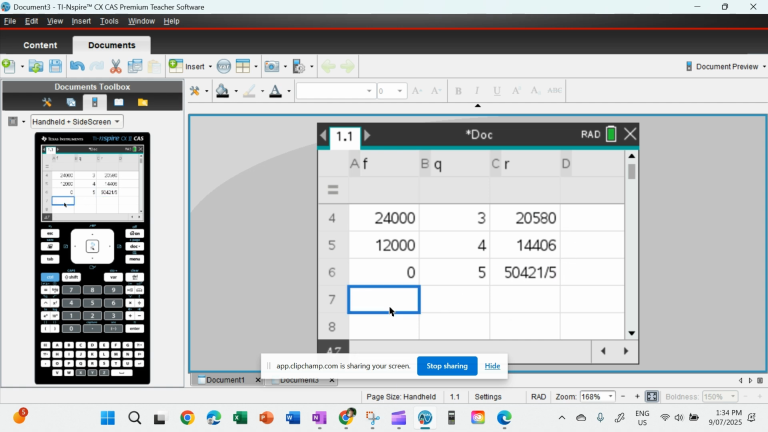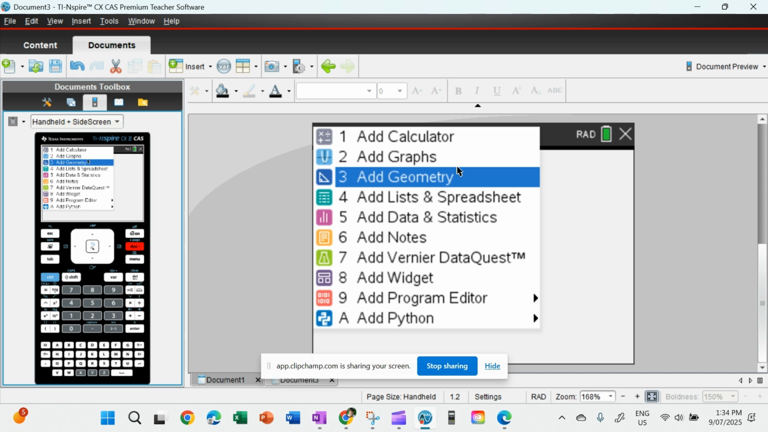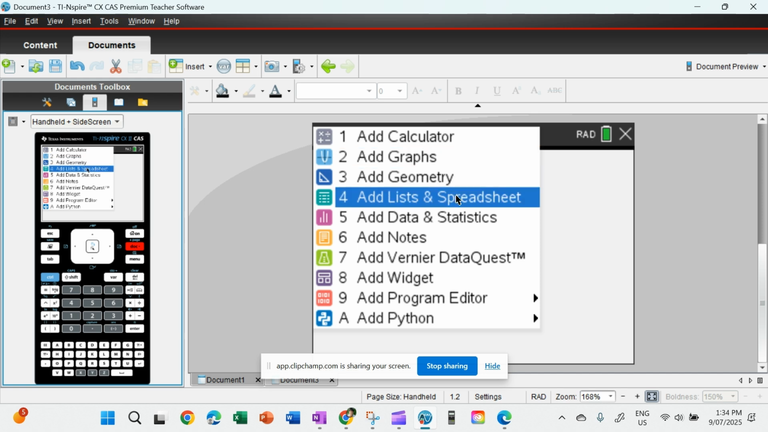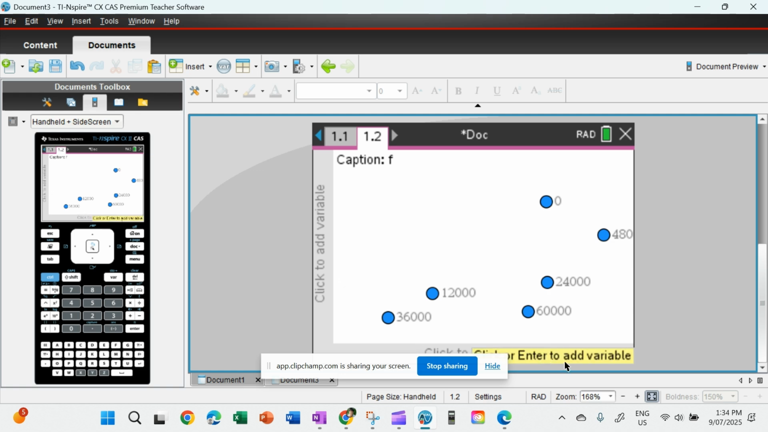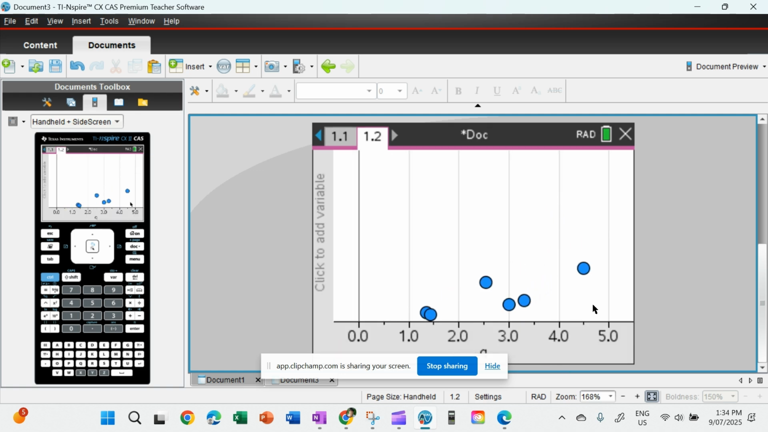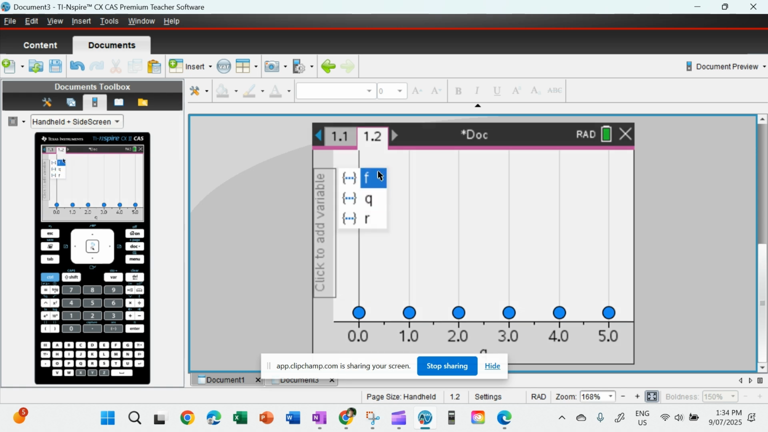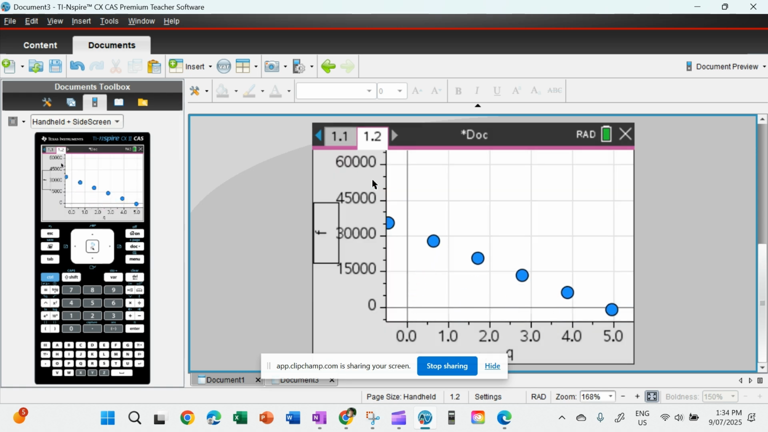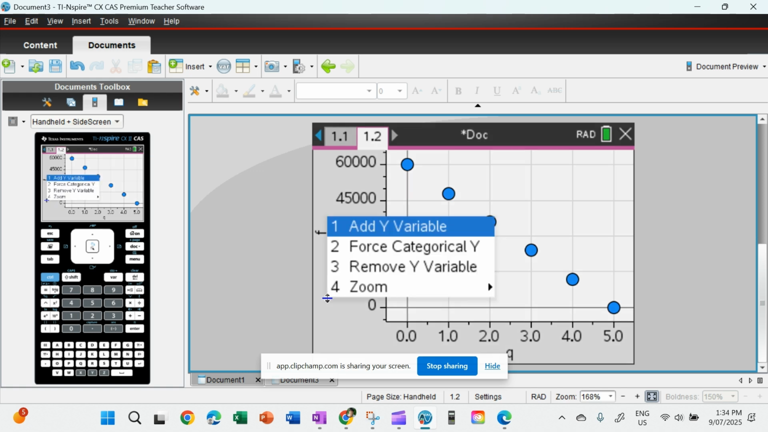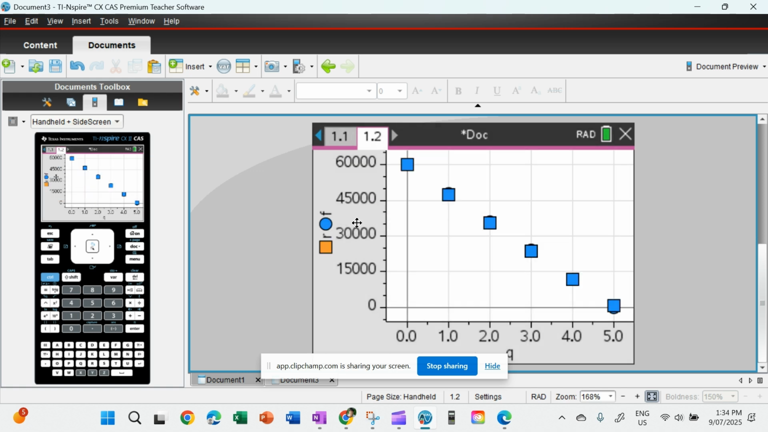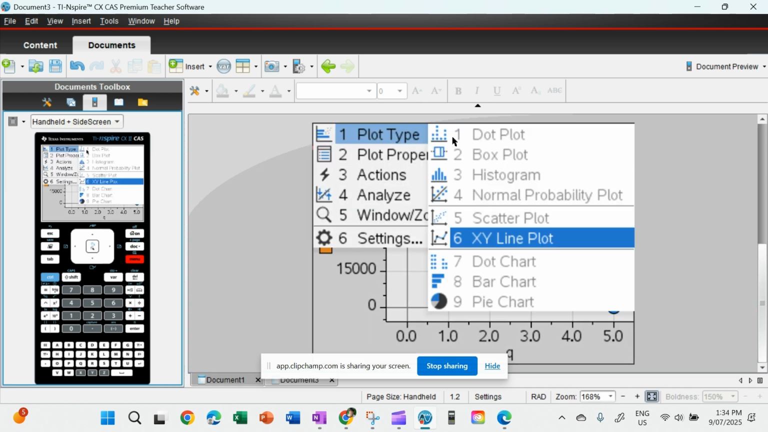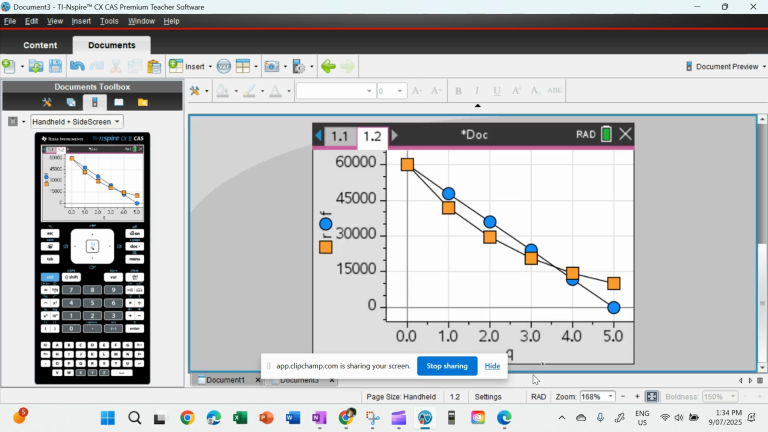So now what we do is press Control Document, list the data statistics. So what we do is put Q in here, and the first one will be using the flat rate, and add a variable again. So you can see the difference and plot x1 reduce. What we have is a curve for the reducing balance, and the flat rate is a straight line.